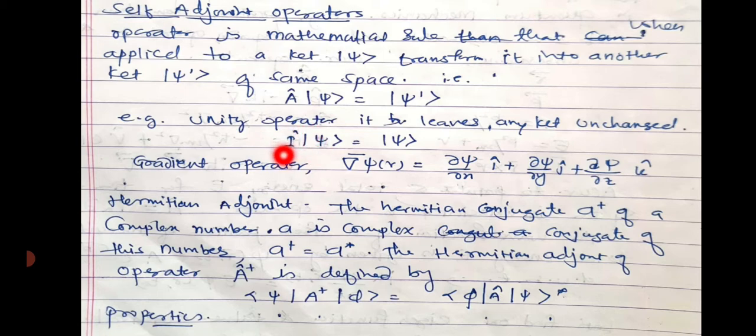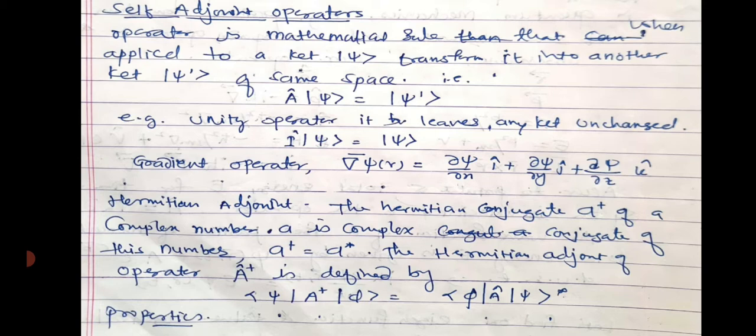So when I operate with A cap on psi, ket is equal to again that state. Then the gradient operator, which is gradient of psi of r, is ∂psi/∂x i cap, this is in the Cartesian coordinate system, plus ∂psi/∂y j cap plus ∂psi/∂z k cap. Then Hermitian adjoint.